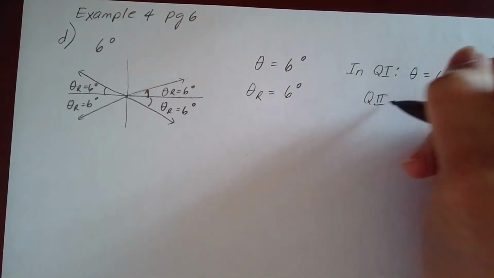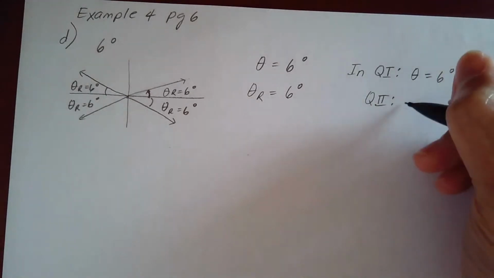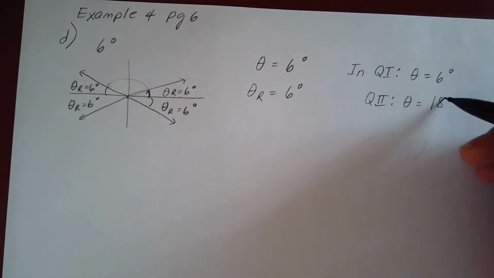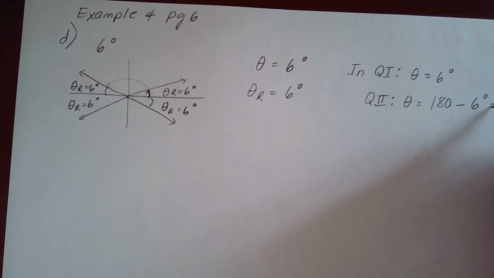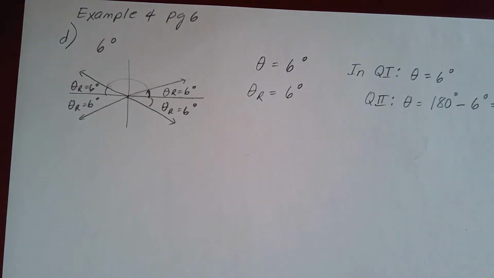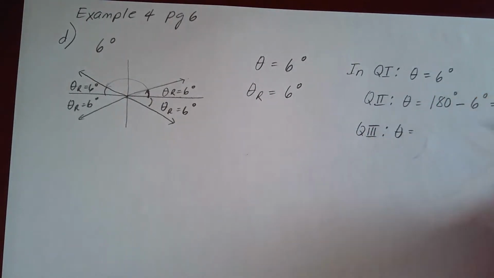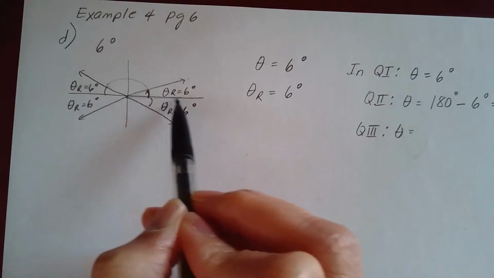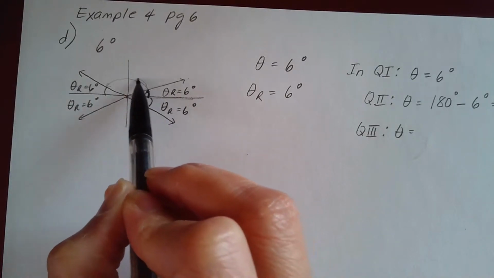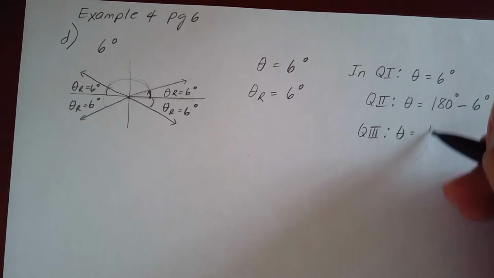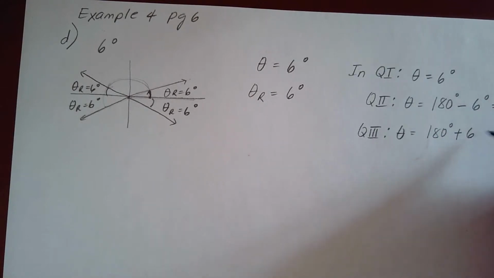In quadrant number 2, how big is the angle? From here all the way there, it's going to be 180 minus 6 degrees, that's going to be 174 degrees. In quadrant number 3, it's going to be from the initial position all the way around to the terminal arm in quadrant 3. So it's going to be 180 degrees plus 6 degrees, 186 degrees.